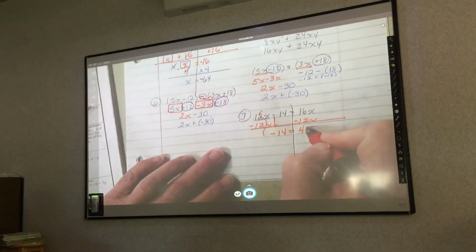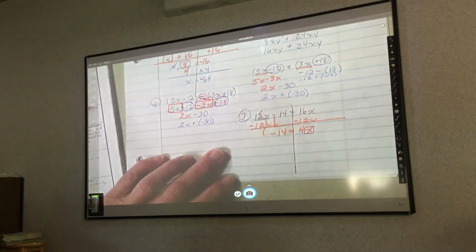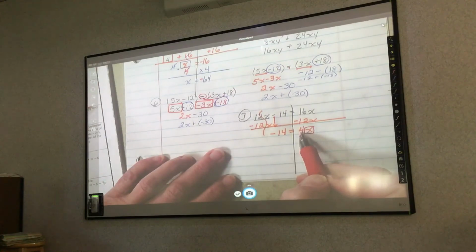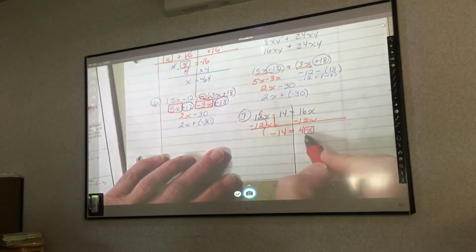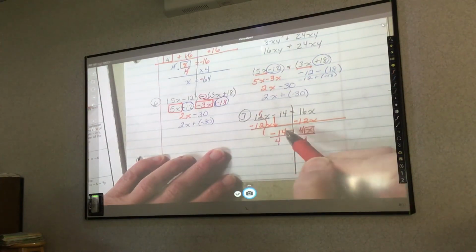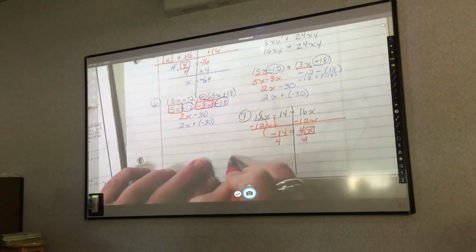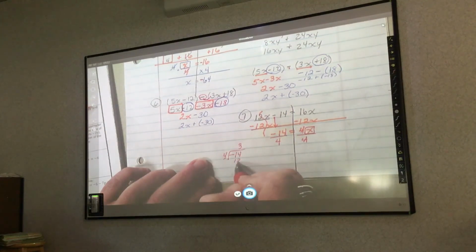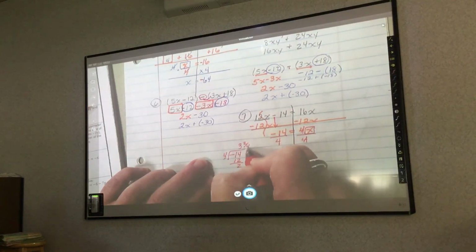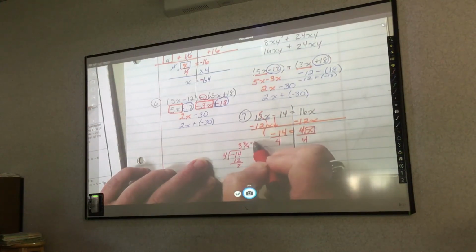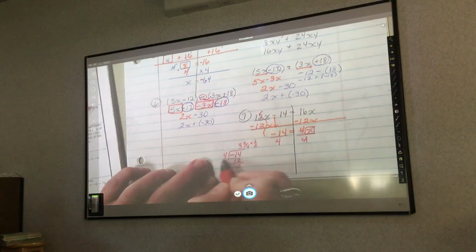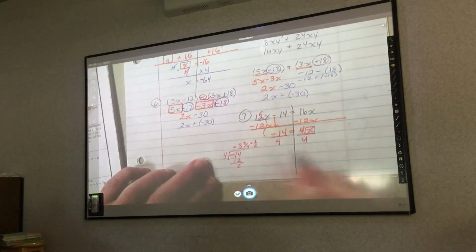I want to keep x there by itself. So this is like 4 times x, so how do I get x by itself? Divide by 4. They cancel each other out, divide this side by 4. So now I have a negative 14 divided by 4. 4 goes into 14 3 times. 2 left, so it's 3 2/4. But I have to reduce that 2/4 to 1/2. And that's a negative divided by a positive, so the answer is negative. So x equals a negative 3.5.